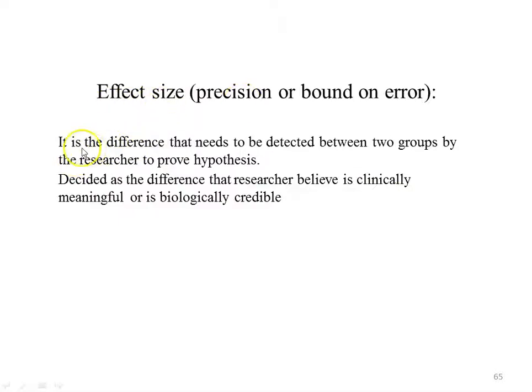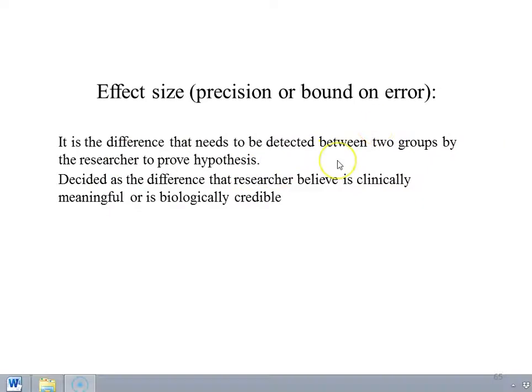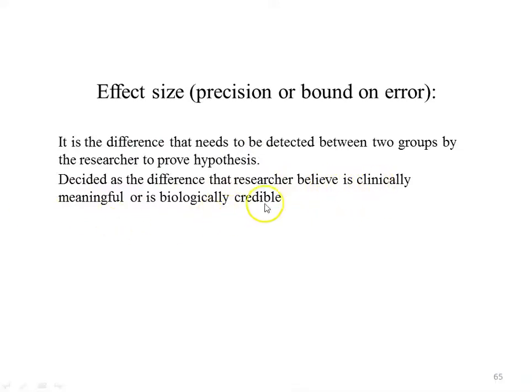You can well understand this. What it actually is, it is the difference that needs to be detected between two groups by the researcher to prove hypothesis. For one group, it will be the difference that needs to be detected to estimate the population proportion or the mean. And this has to be decided by the researcher, and it depends on what the researcher believes is the clinically meaningful or biologically credible difference that should be detected. Solve a few examples next in our next session.